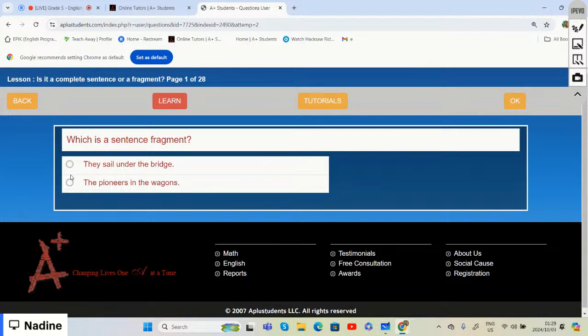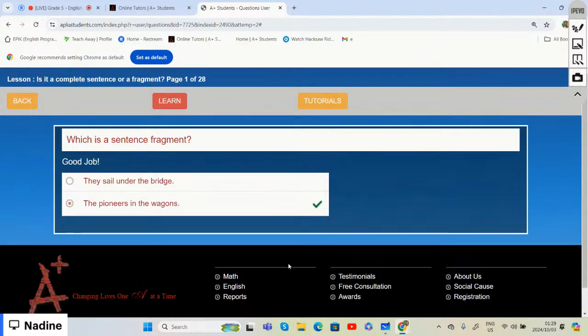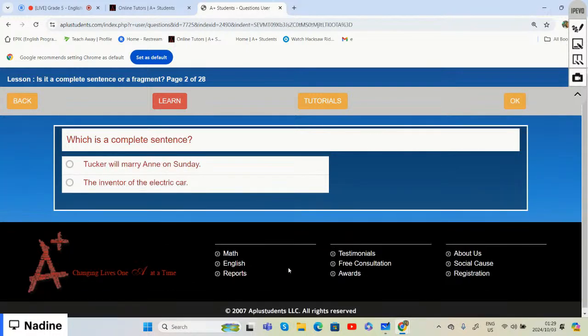And if we were to select the sentence fragment, right, we will choose option two, the pioneers in the wagon. All right, let's look at the next one.